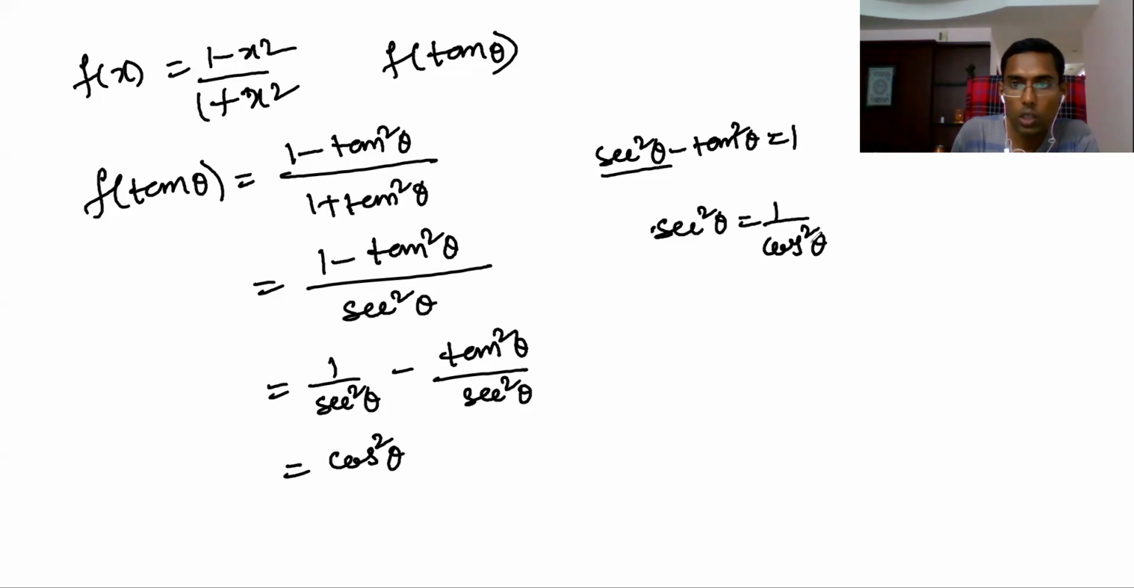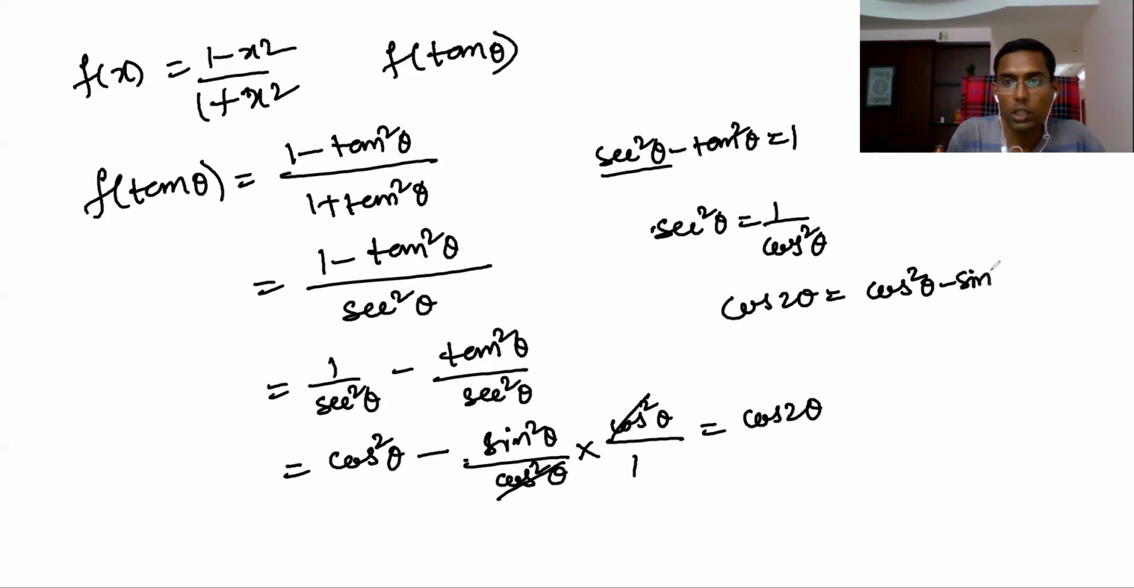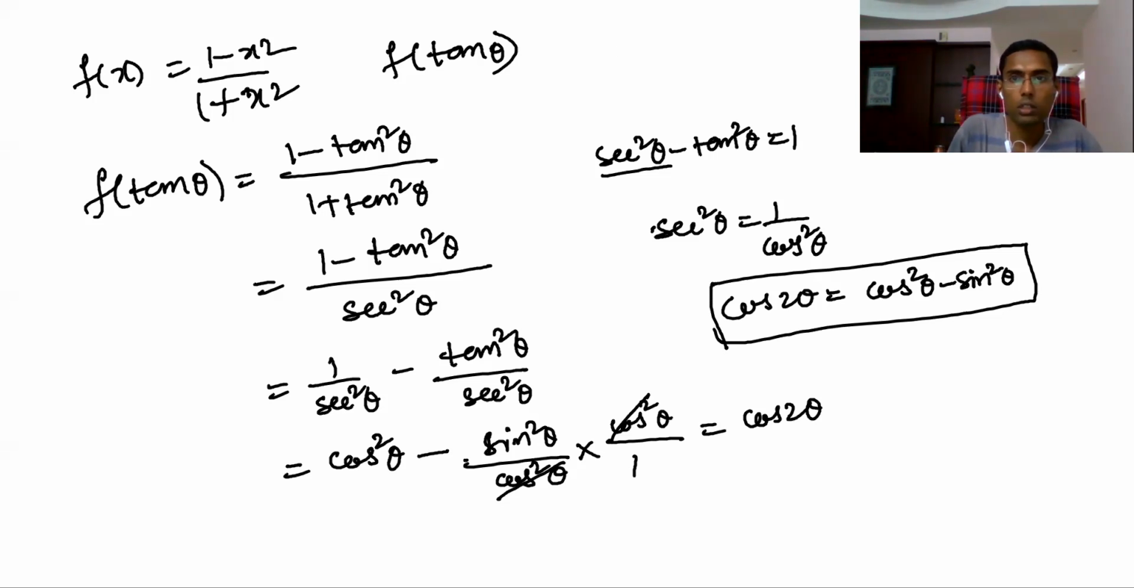Minus tan square theta means sin square by cos square, into 1 by secant square, which is cos square theta. So this gets cancelled. This cos square theta minus sin square theta is the cos 2 theta formula. Already I told you, the cos 2 theta formula is cos square theta minus sin square theta. Very important formula. You remember this in trigonometry. We'll learn it again. All right.